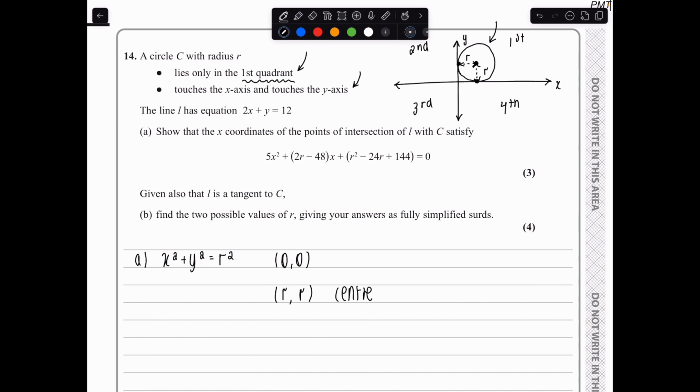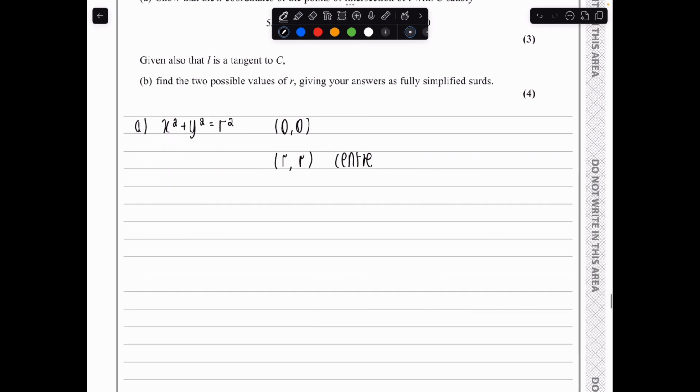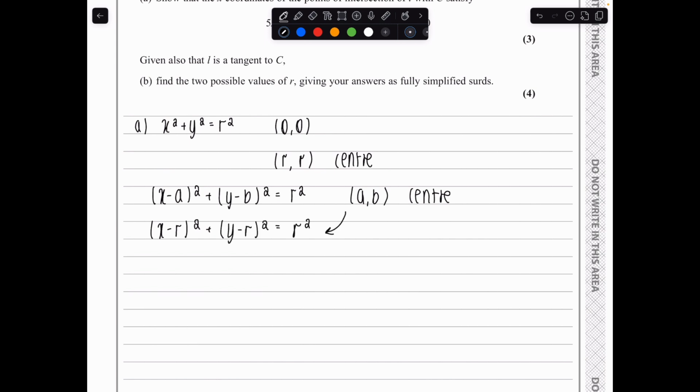But how do we show that in our equation? Whenever it comes to centers of circles when it isn't the origin, the general form is as follows. x minus a all squared plus y minus b all squared is equal to r squared, where a, b is the center. But now here, our a is going to be r and our b is going to be r. So let's substitute those in. x minus r all squared plus y minus r all squared is equal to r squared. That's the equation of our circle.